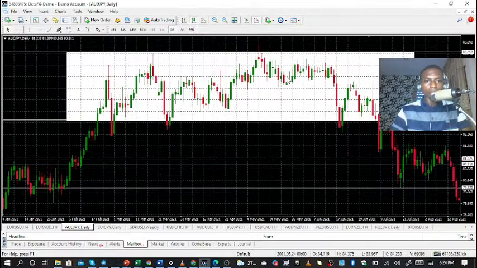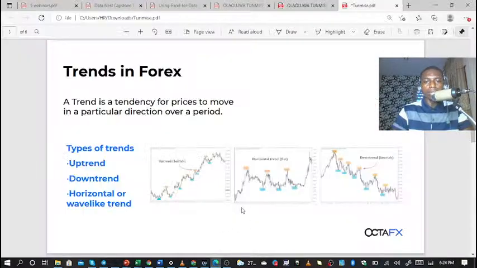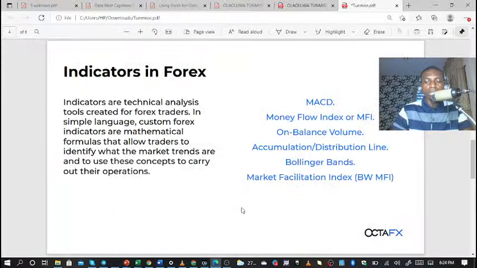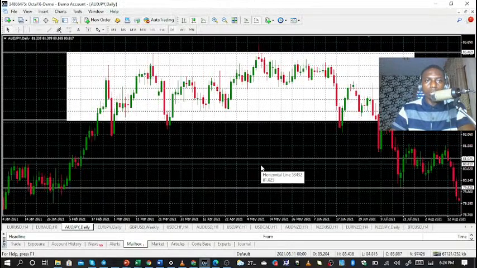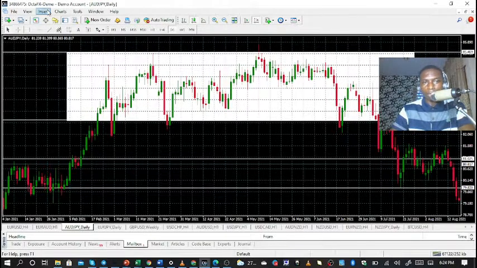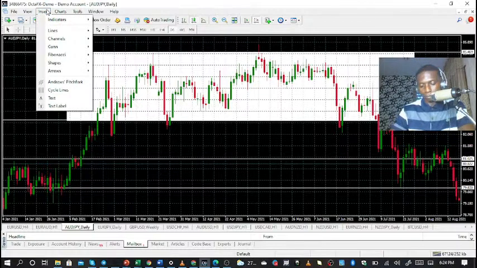So we've looked into time frame, we've looked into trend lines. Okay, let's have a quick jump on the next one, which is indicators. Then the last one is support and resistance. So let's go straight now. For indicators, you want to go to the insert menu.